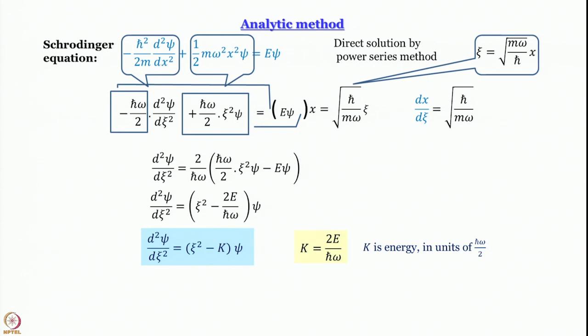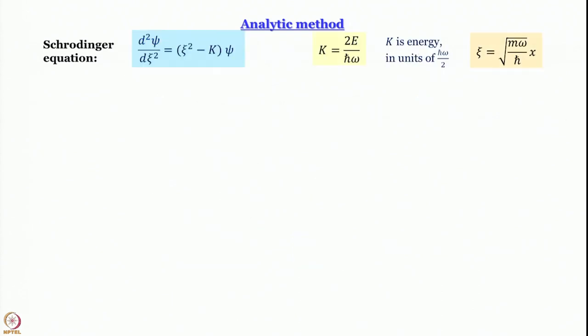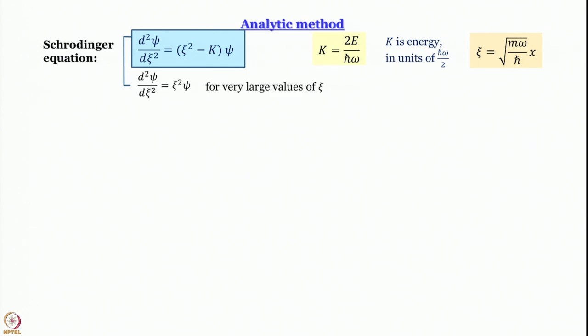What is the next step? The next step obviously is to try to solve it. But let us tidy up our board a little bit. This is what we are saying. We have rewritten the Schrodinger equation in terms of psi square and k, where k is 2E by h cross omega and psi, lest we forget, is x multiplied by square root of m omega divided by h cross. Great. So now let us understand something.